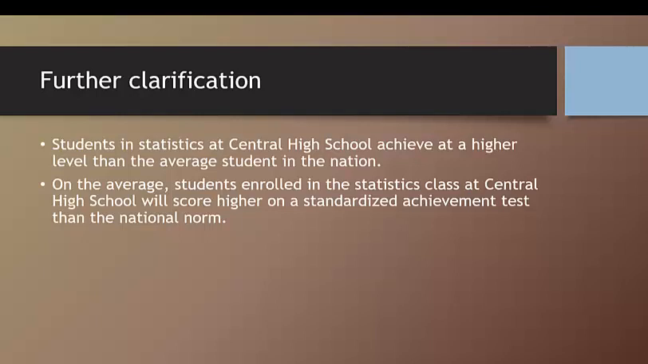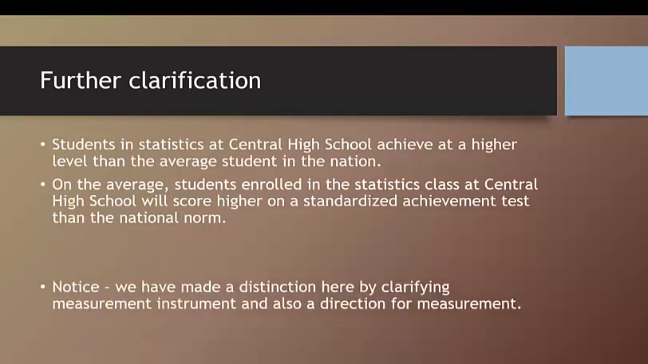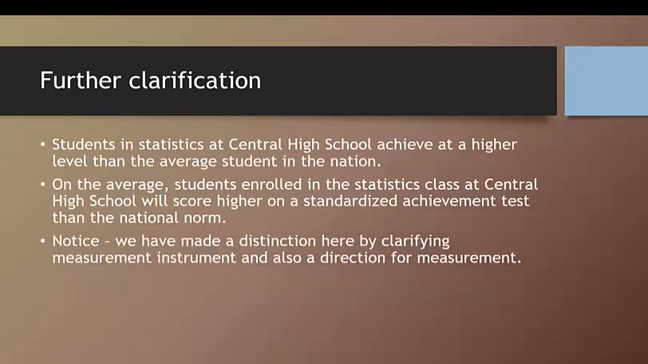Okay, so we've just rephrased our statement. We got a little bit more clarification in there. We named a standardized achievement test. We're looking at the national norm. So our distinctions here, we clarified the measuring instrument and also the direction for measurement. Not only did we talk about the instrument, the standardized achievement test, we also talked about a direction of achievement here. And we specifically said these students will score higher. Those are some important characteristics noted here.